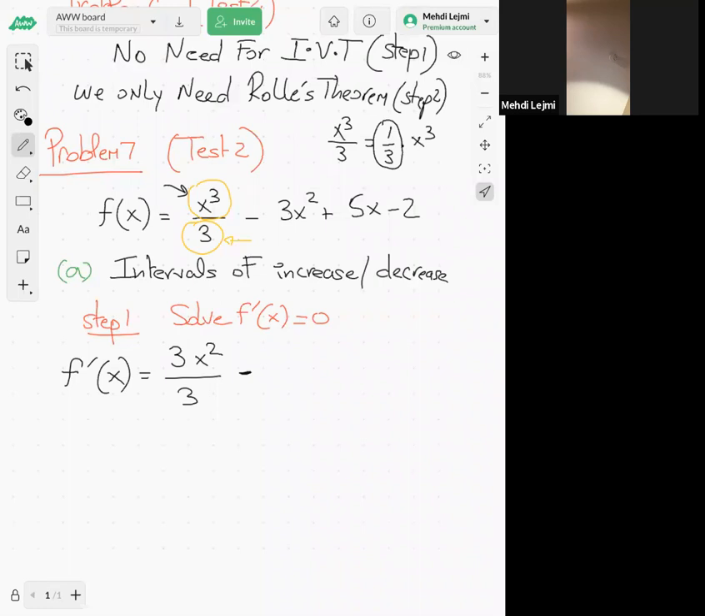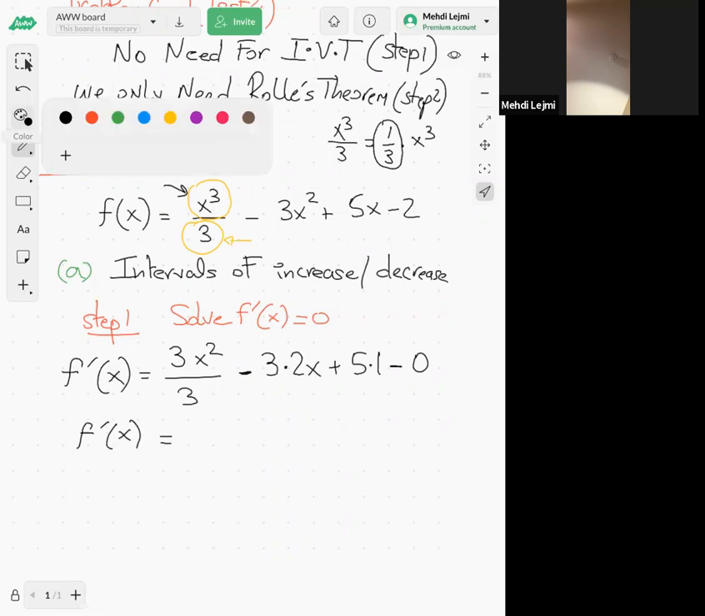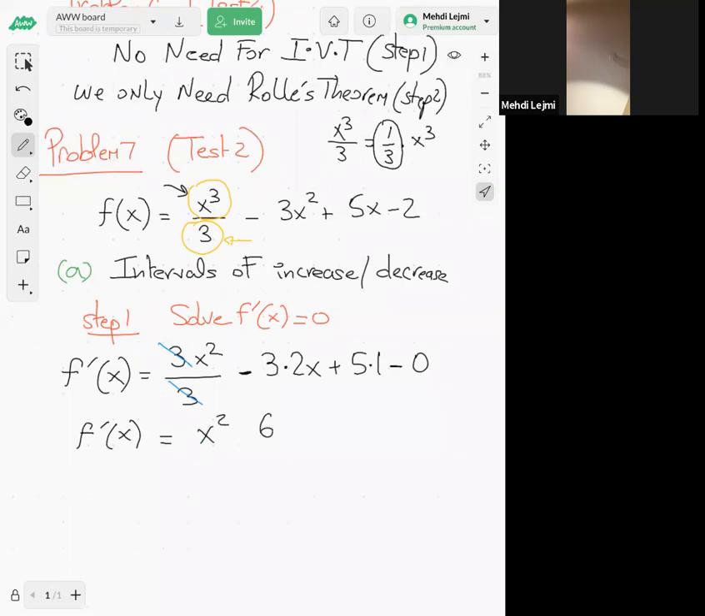Next, so we have 3, that's a constant, just keep it. And I'm going to derive the x squared, that's 2x. Plus 5, I'm going to keep it. And derivative of x is 1, so it's like 5 times 1. And minus a constant, of course, is just 0. So f prime of x, cancel out the 3. There's a 3 here. So it's x squared minus 6x plus 5.